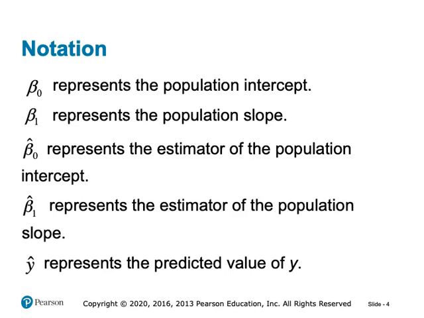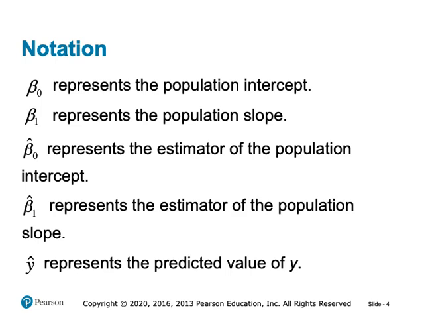Finally, we have the predicted value of y, which is denoted by hat y. This value represents the expected value of the dependent variable for a given value of the independent variable according to our regression model. Essentially, hat y is the value that lies on our estimated regression line for a given x. In summary, beta 0 represents the population intercept. Beta 1 represents the population slope. Hat beta 0 represents the estimator of the population intercept. Hat beta 1 represents the estimator of the population slope. Hat y represents the predicted value of y based on our regression model.